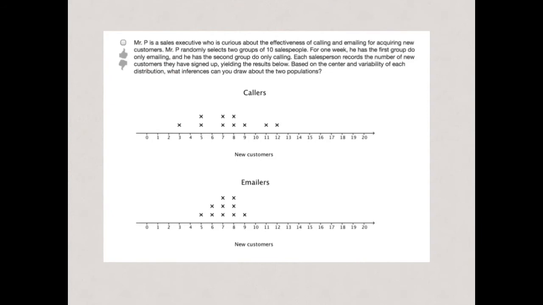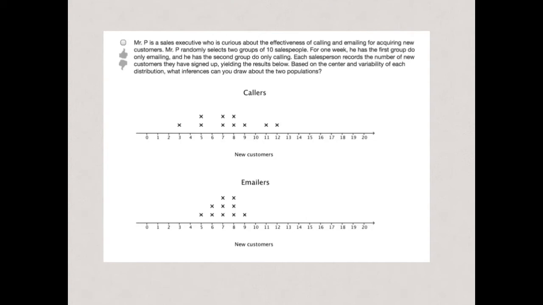Now let's look at another problem. Mr. P is a sales executive who is curious about the effectiveness of calling and emailing for acquiring new customers. Mr. P randomly selects 2 groups of 10 salespeople. For 1 week, he has the first group do only emailing, and he has the second group do only calling. Each salesperson records a number of new customers they have signed up, yielding the results below. Based on the center and variability of each distribution, what inferences can you draw about the 2 populations?